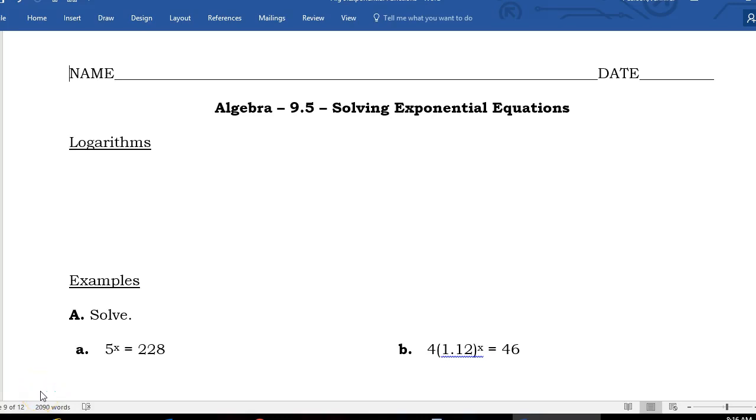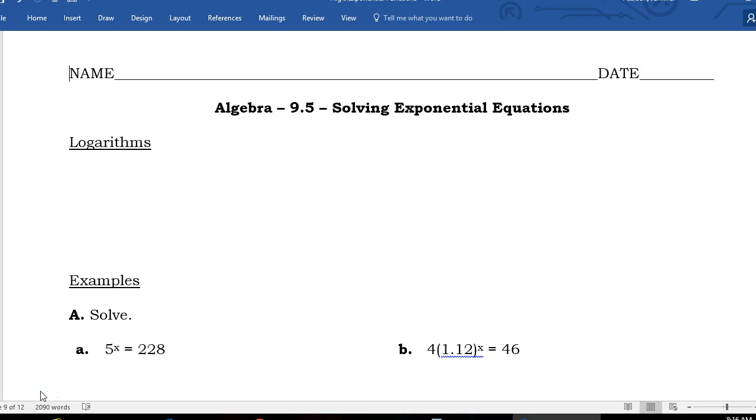This is Algebra Lesson 9.5, Solving Exponential Equations. So we are going to use a fancy thing called a logarithm to help us solve exponential equations. I think so far if we've done any, we've done a little guess and check, or we've done it recursively, where you can hit enter and count as you go.